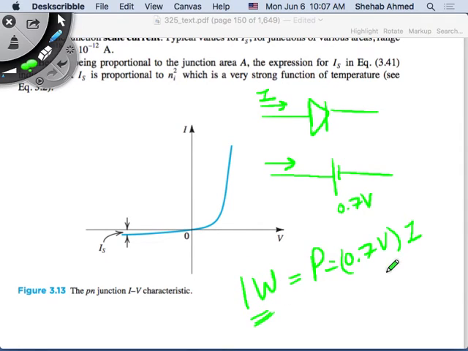So what do I get? How much current can I push through this? 1 over 0.7. Exactly. 1 over 0.7 amps is the maximum I can push through this device. Is that enough? It depends on your circuit. There are diodes that are rated for higher power.